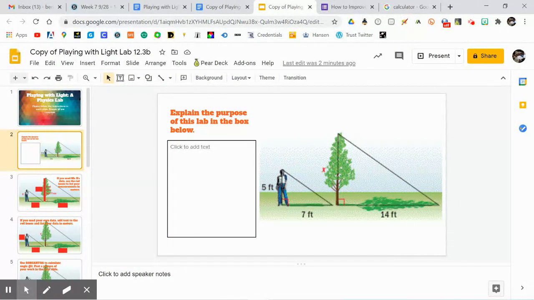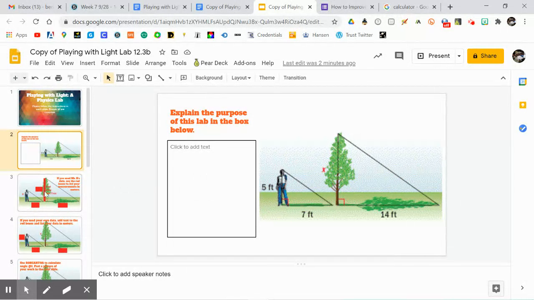We are trying to measure either your height, or the height of Mr. B, or the height of a tree or whatever object it was that you found around your house. And pretty much that is what you have to write, depending on what data you used in your lab for week 11. That is what you're gonna write in this purpose box.